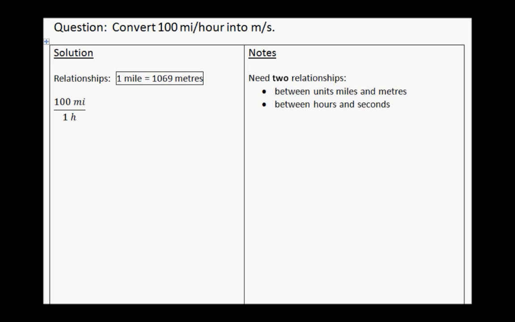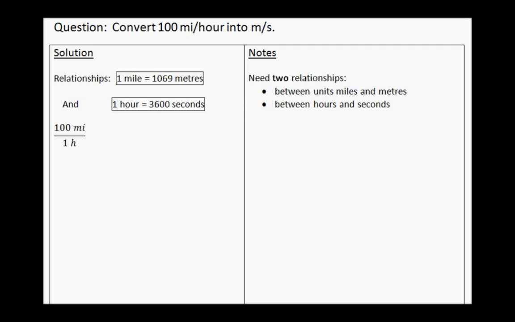Now to figure out how many seconds are in an hour, I'll just remember that there are 60 seconds in a minute, and there's 60 minutes in an hour, so 60 times 60 makes 3,600 seconds in an hour. So I write 1 hour equals 3,600 seconds, and put a little box around that and the other one, just to remind myself these are bits of information I'm going to need later.